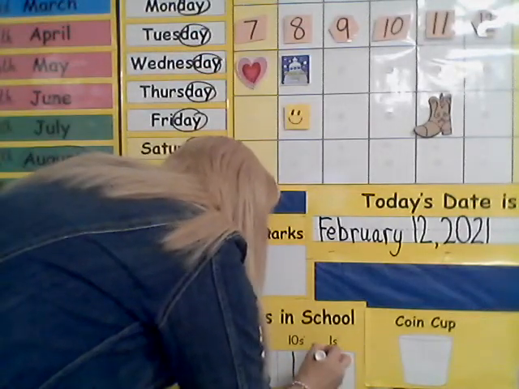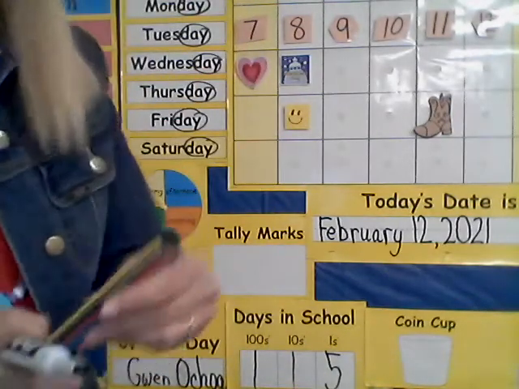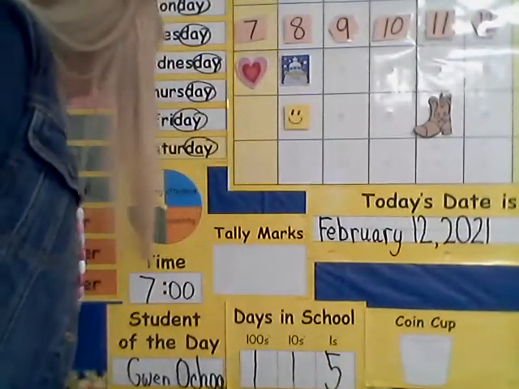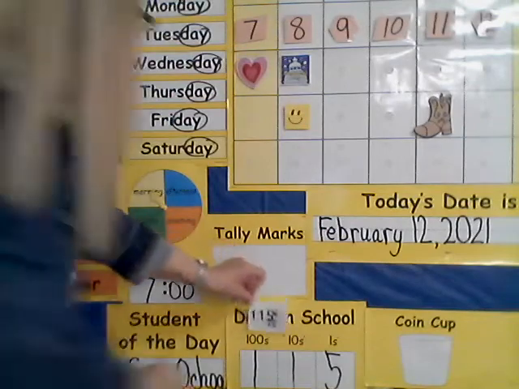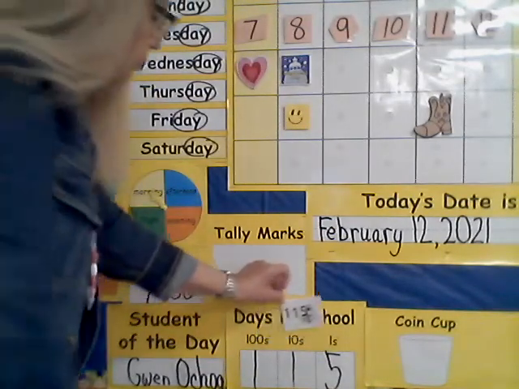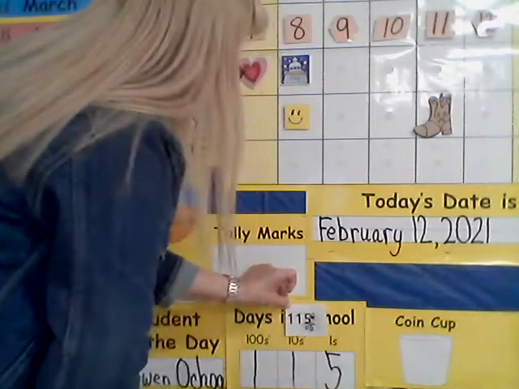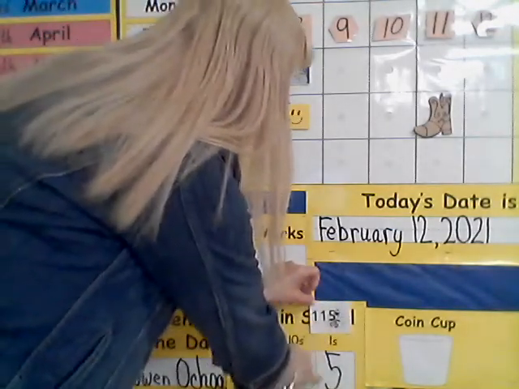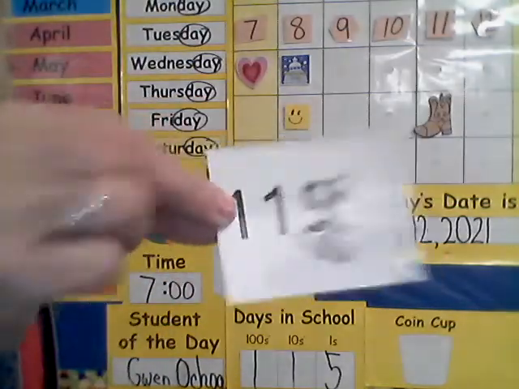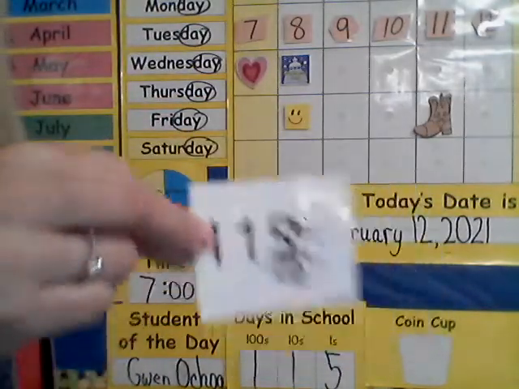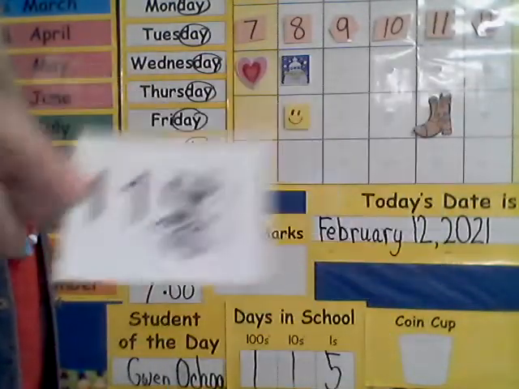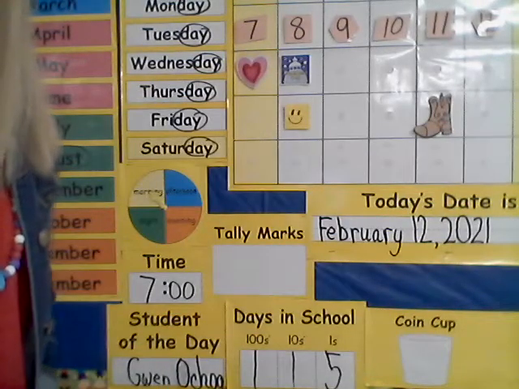Now, let's take our days in school tag and see if we match. So, do we have one great big bundle of 100s? Do we have one Mr. 10? Do we have one Mrs. 5's? So how many days have we been in school? 115. Wow. That is a whole lot of days, friends.